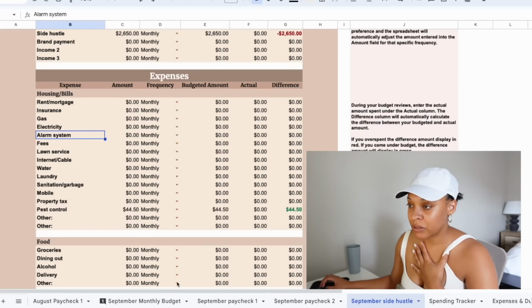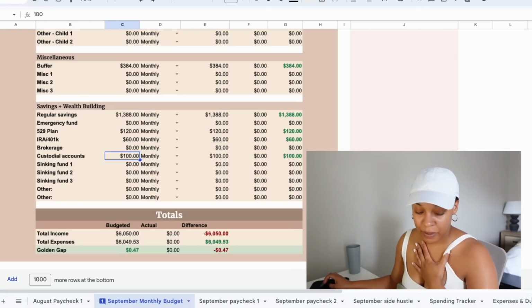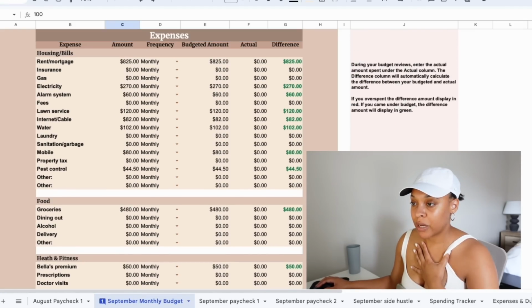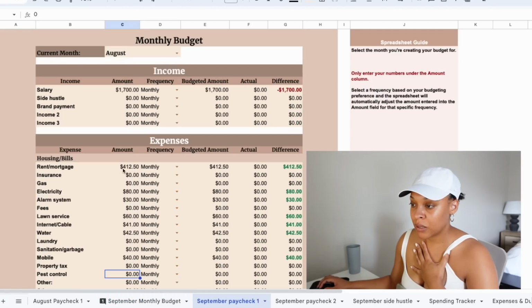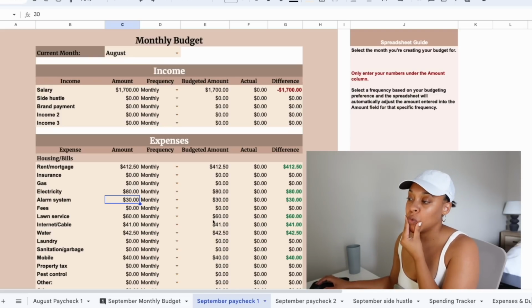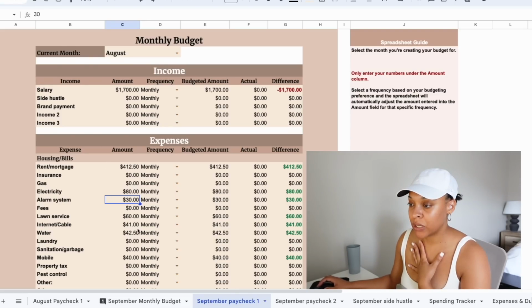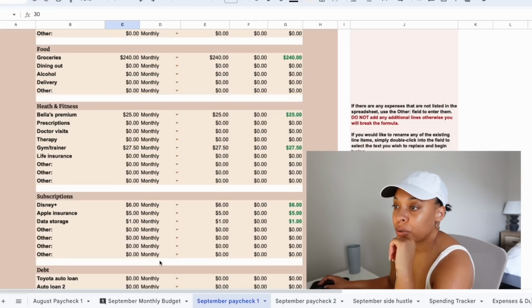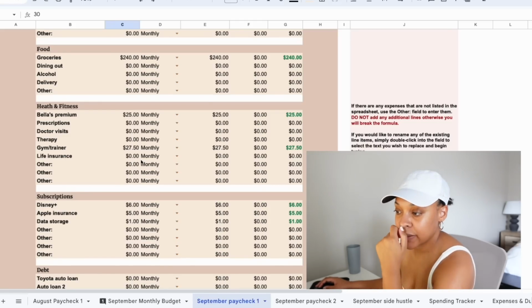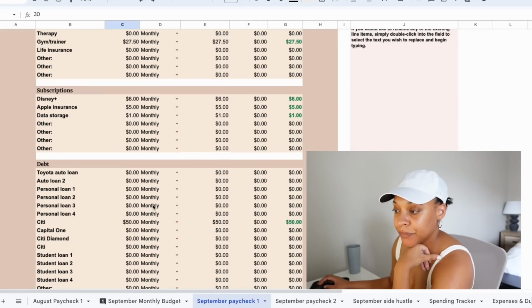My alarm system, I'm going to see if I paid that through my 9 to 5. So I need $60 a month for home security. And I did pay that through my 9 to 5, so I don't need to touch that. Okay, so where is this money going?